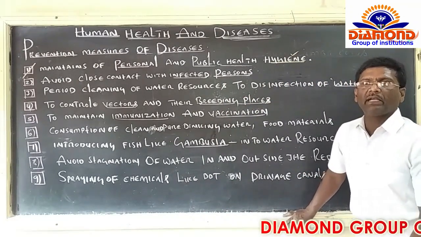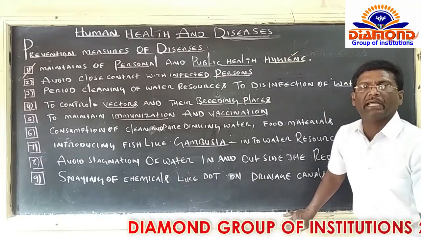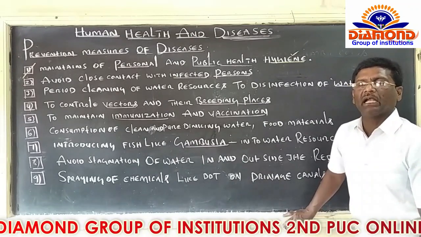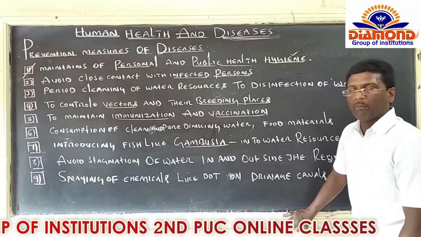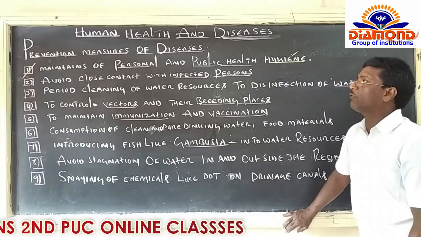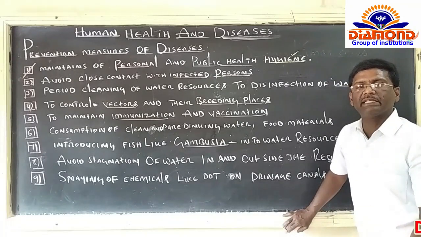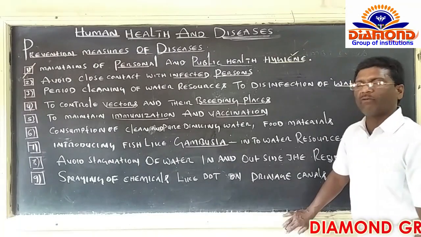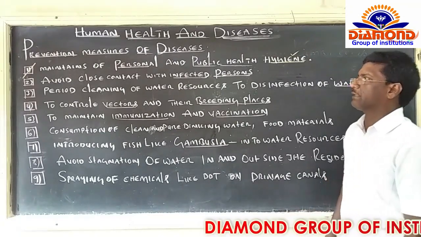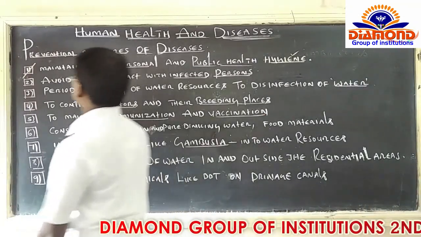So if you want to avoid diseases, first of all we have to maintain personal hygiene, and right after that we also have to maintain public hygiene. If we maintain personal hygiene and public hygiene, we can easily avoid diseases, whatever they may be. Right? This is the most important one.